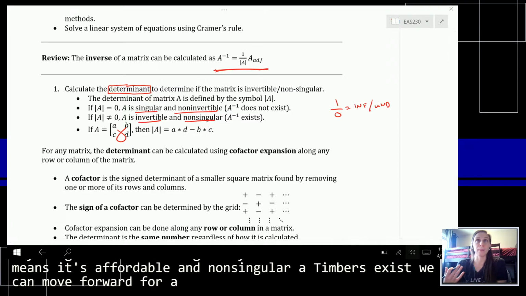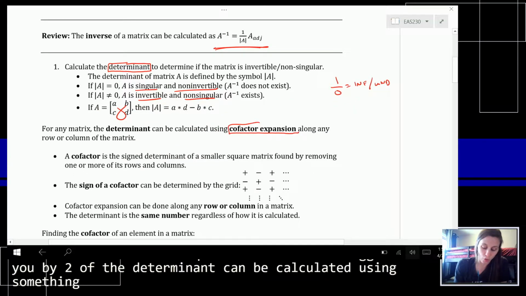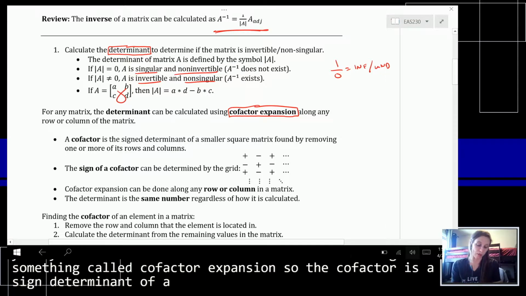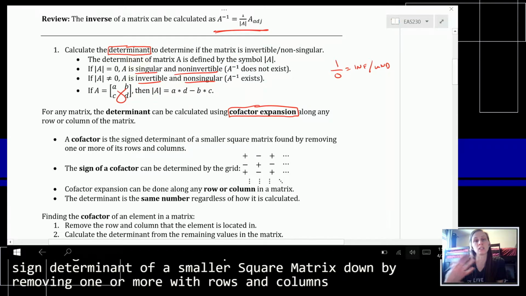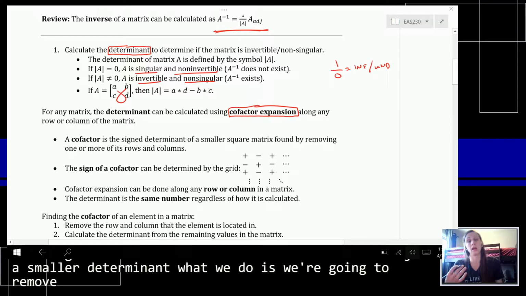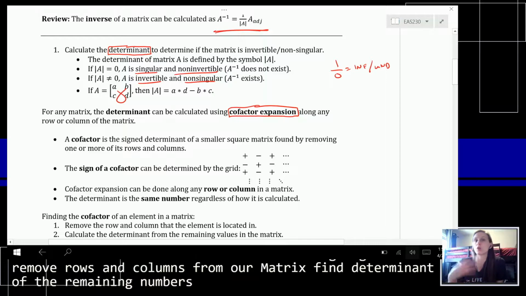For a square matrix that's bigger than 2x2, the determinant can be calculated using something called cofactor expansion. The cofactor is the determinant of a smaller square matrix found by removing one or more of its rows and columns. A cofactor is just a smaller determinant. What we do is we're going to remove rows and columns from our matrix, find the determinant of the remaining numbers, and we're going to do this over and over again.